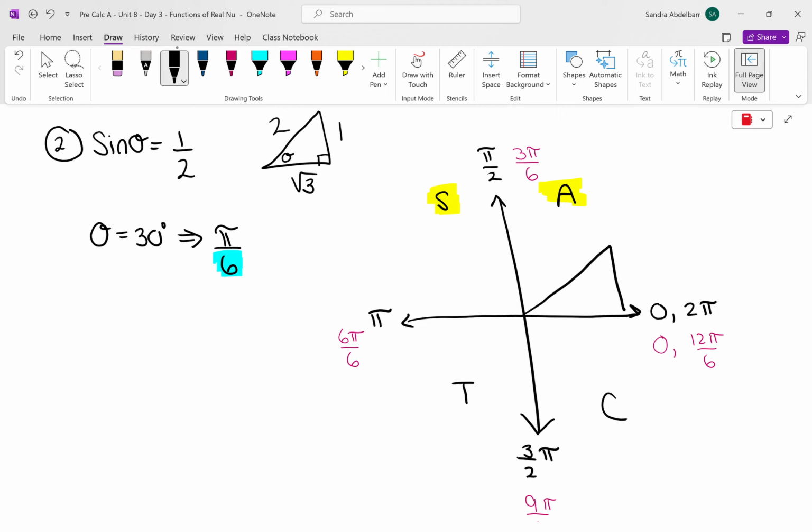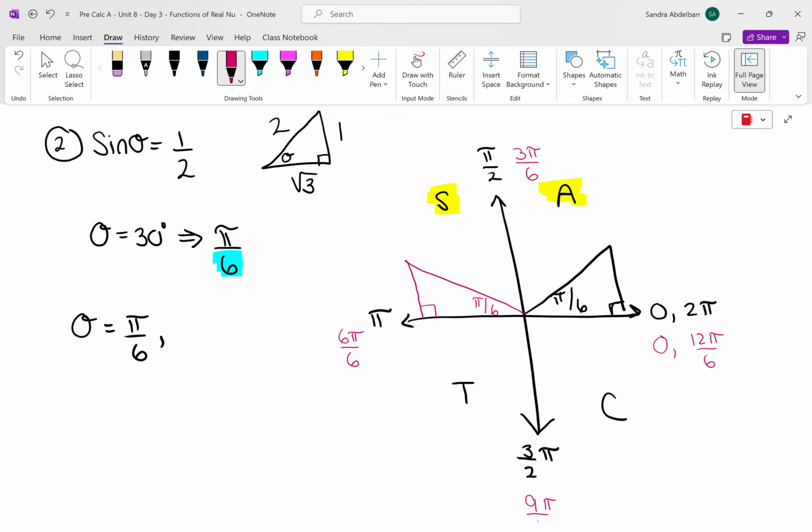So the first triangle is in quadrant 1. We know that's pi over 6, which fits right into quadrant 1, right? Quadrant 1's between 0 and 3 pi over 6, so pi over 6 fits right into that. So definitely our first angle is pi over 6. But now we have to go into quadrant 2 and make that same triangle there.